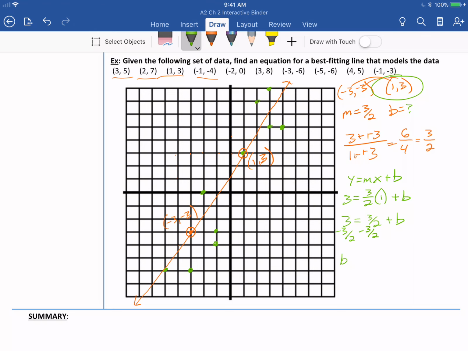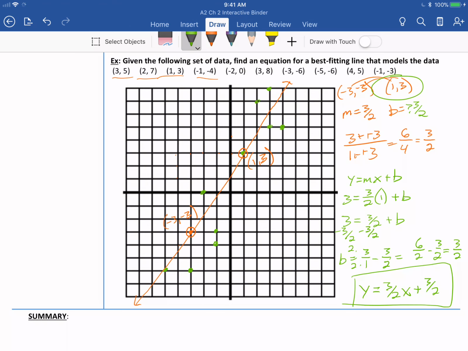So now I know that my b is equal to 3 over 1 minus 3 over 2. All right, now I need a common denominator, so I got to multiply this by 2, multiply this by 2, so now I have 6 over 2 minus 3 over 2, which is 3 over 2. That's my b. So notice here that my y-intercept is also 3 over 2. So my answer here is y equals 3 over 2, because that's my slope, x, plus 3 over 2.